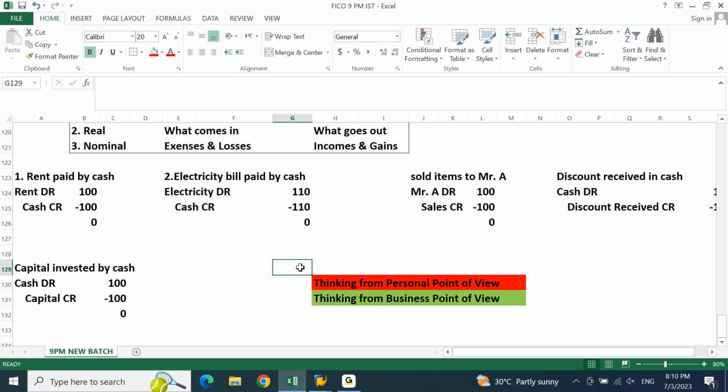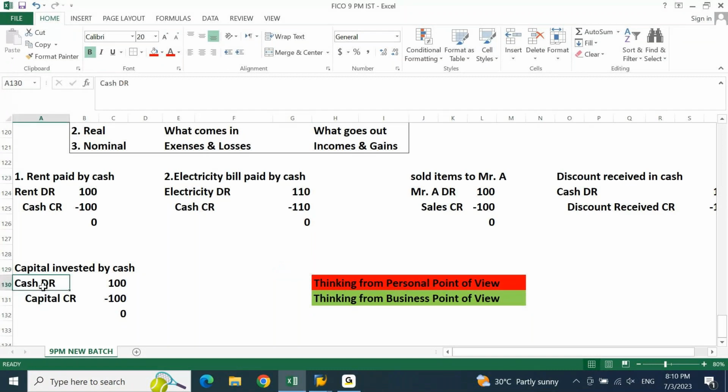Whenever you are talking about accounting, even when your SAP FICO is accounting, remember that when you look at it from the SAP point of view or accounting point of view, always think from the business point of view. What is the business impact of this transaction? From the business point of view, business is receiving cash, so you are going to debit 100.